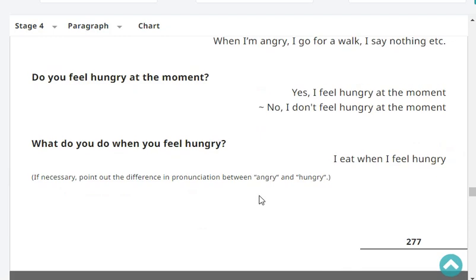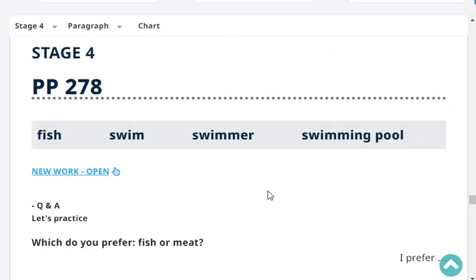Do you feel hungry at the moment? Yes or no? No, I'm not hungry at the moment. What do you do when you feel hungry? When I feel hungry, I eat. Very good.